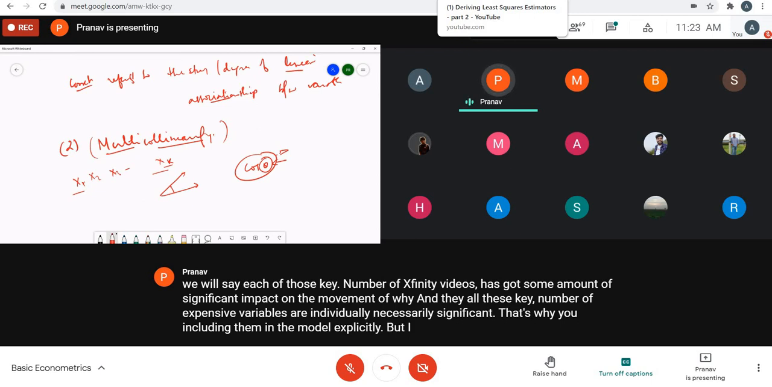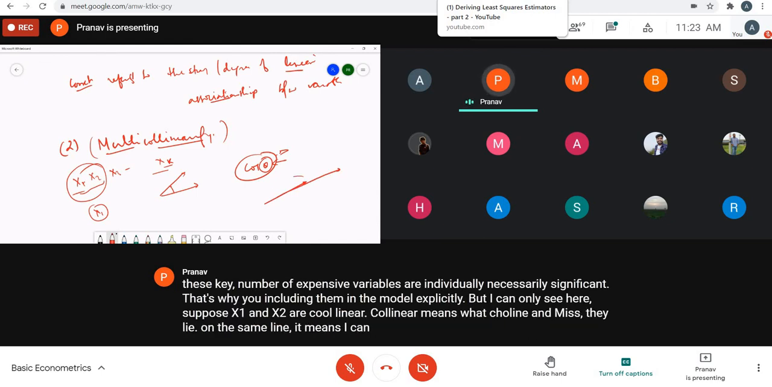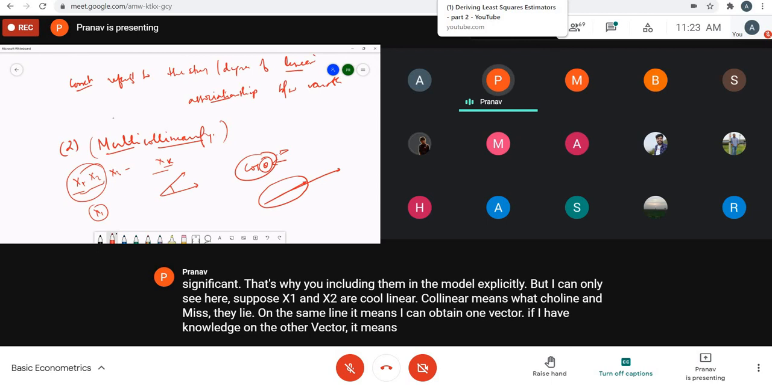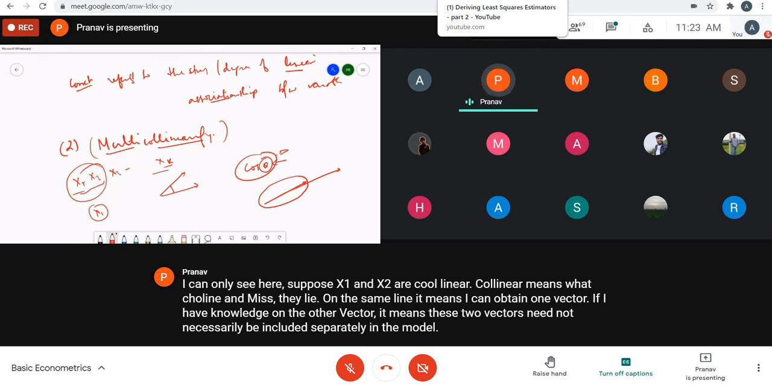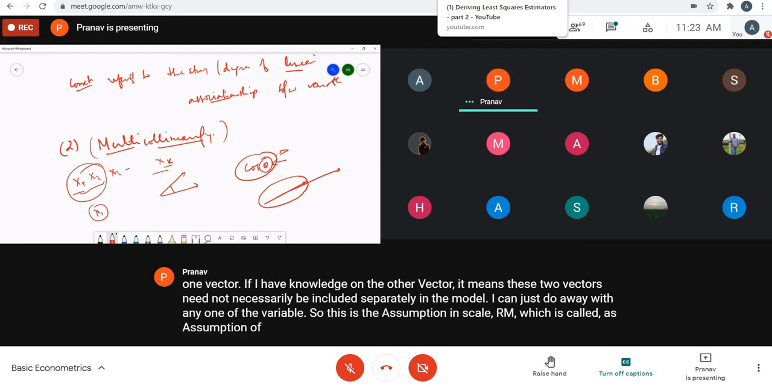But अगर उनमें से कोई भी दो आपस में कोलिनियर हो गए, suppose x1 and x2 are collinear. Collinear means what? Collinear means they lie on the same line. It means I can obtain one vector if I have knowledge of the other vector. It means these two vectors need not necessarily be included separately in the model. I can just do away with any one of the variables. So this is the assumption in CLRM which is called the assumption of no perfect multicollinearity.